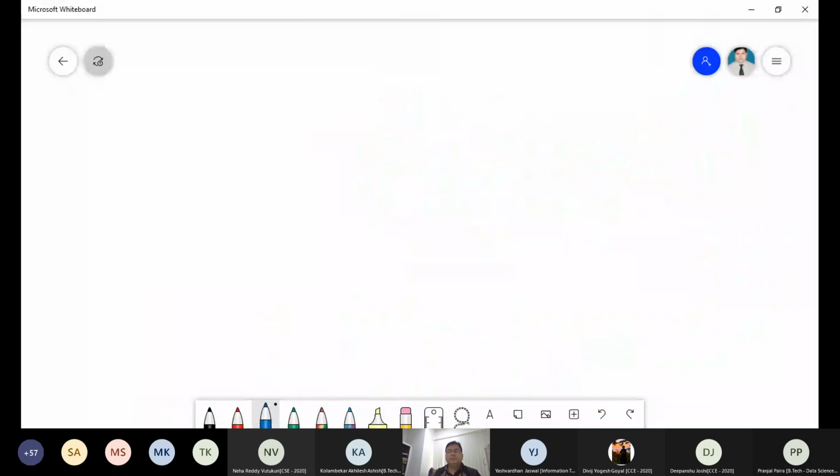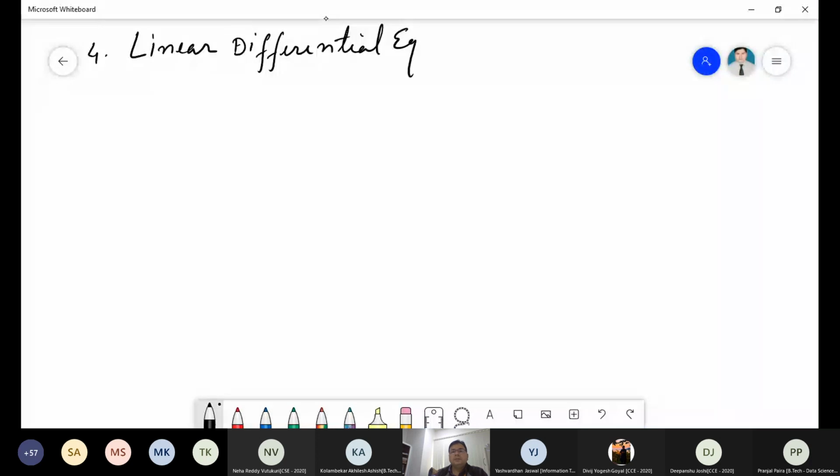Okay, so next I'm going to start the new topic, on the new sheet. This is the fourth method, and we come to the linear differential equation, right? Linear differential equation. Exact and non-exact, after linear and non-linear, I will start the linear differential equation.